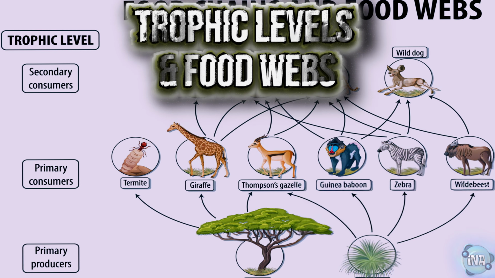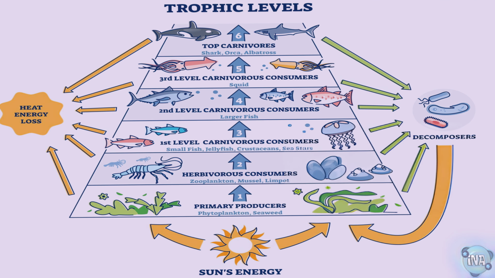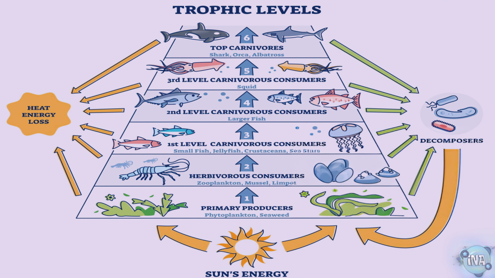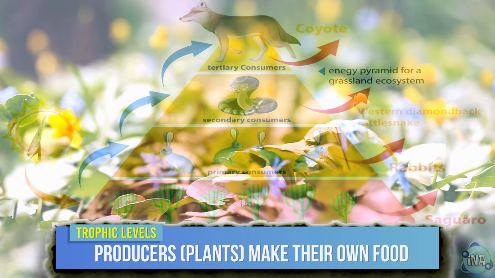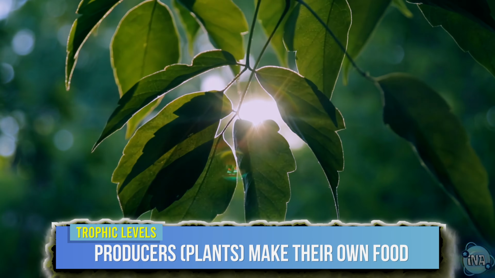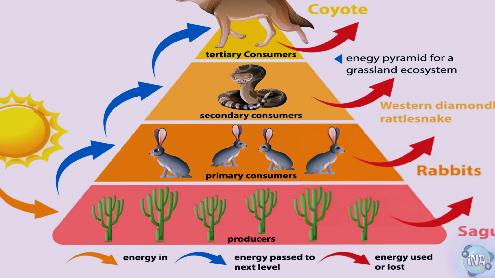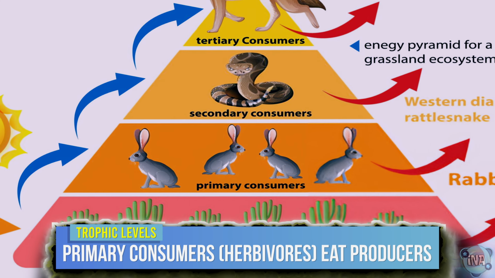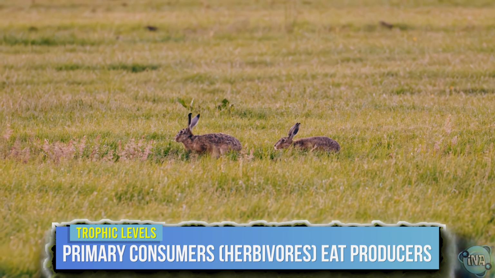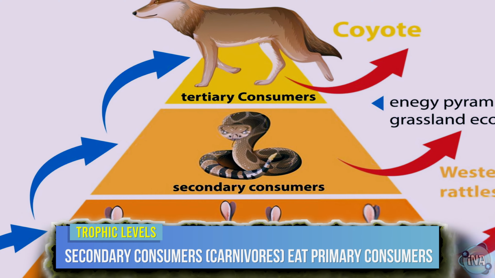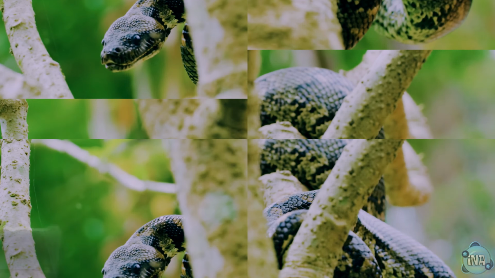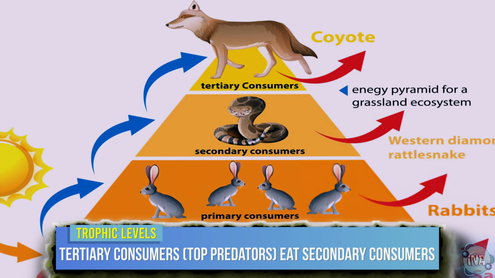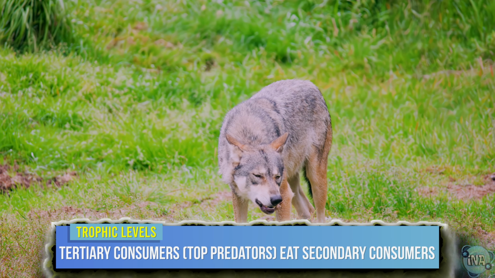Trophic levels and food webs. When we talk about how energy moves, we can organize organisms by their trophic level, their feeding position in a food chain. At the bottom are the producers, like plants and algae, who make their own food using the sun's energy. Above them are the primary consumers, also known as herbivores, who eat the producers. Next are the secondary consumers, or carnivores, who eat the primary consumers. And at the top are the tertiary consumers, or top predators, who eat the other carnivores.